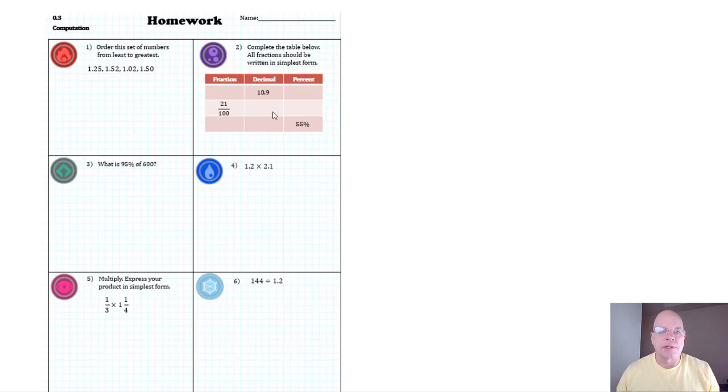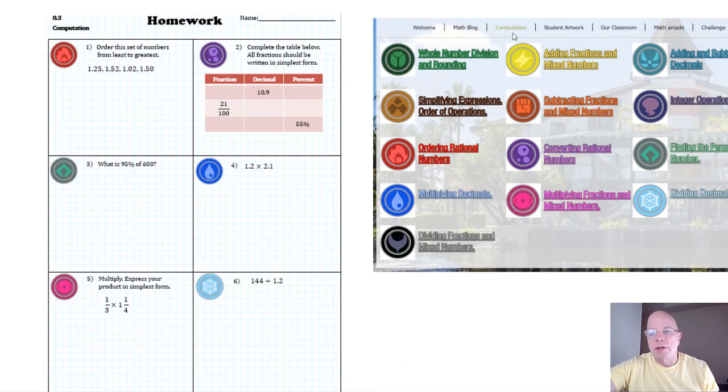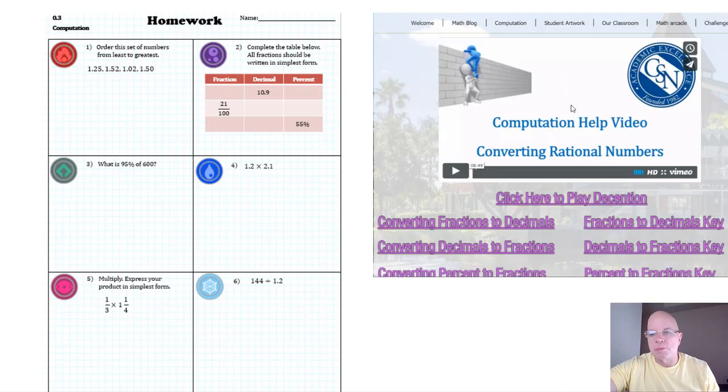If you're having trouble with these kind of problems, don't forget you can go to your favorite website, colbymath.com, go to the computation section, and then just match the icon. So if you're having trouble filling in this table, you go to this icon or click on the wording here, converting rational numbers. It will take you to this page, and there's an instructional video teaching you how to convert rational numbers. You can also practice with these resources.